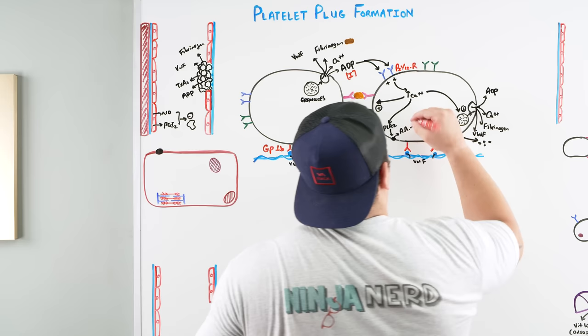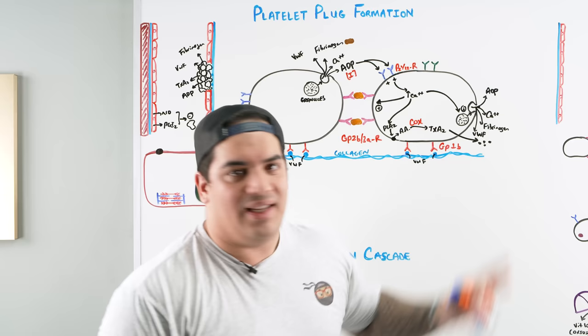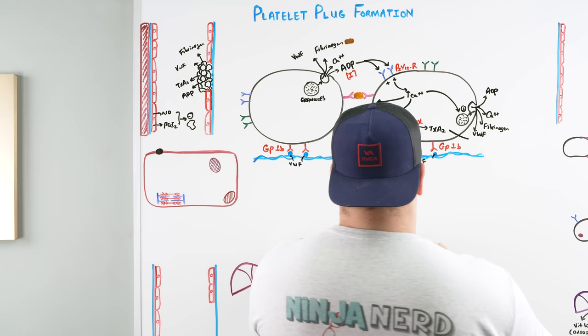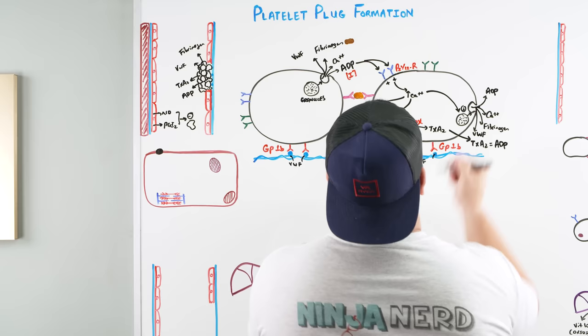So we have the COX enzyme, which is important for stimulating the breakdown of arachidonic acid into thromboxane A2. And then thromboxane A2 will get released. All I really want you to think about is that thromboxane A2 acts very similarly to ADP. So if this was a little site for this one, here's thromboxane A2, it gets released from a platelet, and it binds onto this particular site.